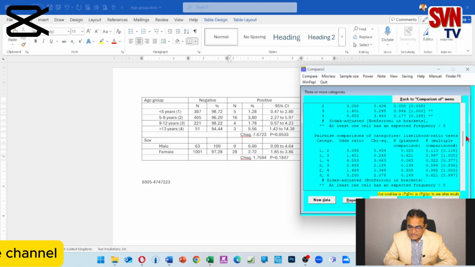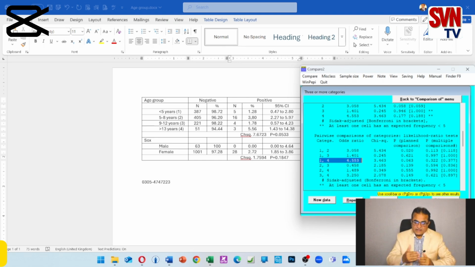What else can we get? These are different odds ratios between 1 and 2, 1 and 3. It calculates different odds ratios. That is excellent. That is the beauty of this software. So we can see what the odds ratio is. This is what we call the crude odds ratio.